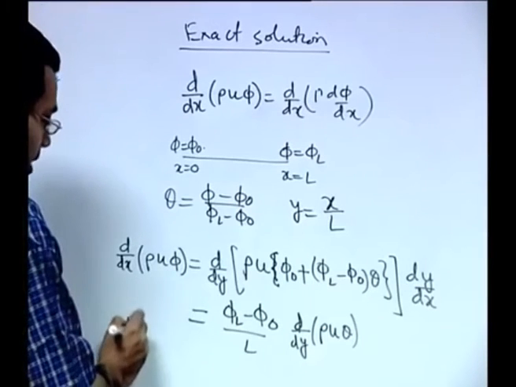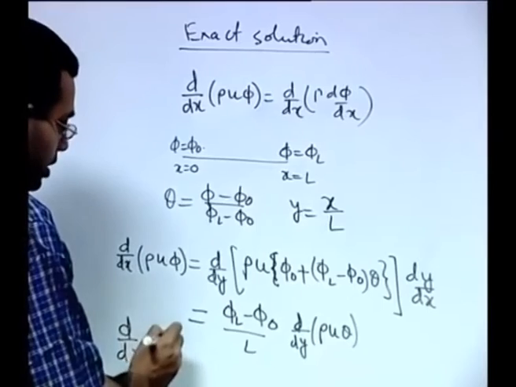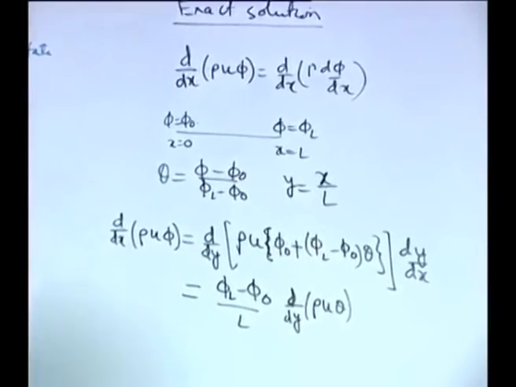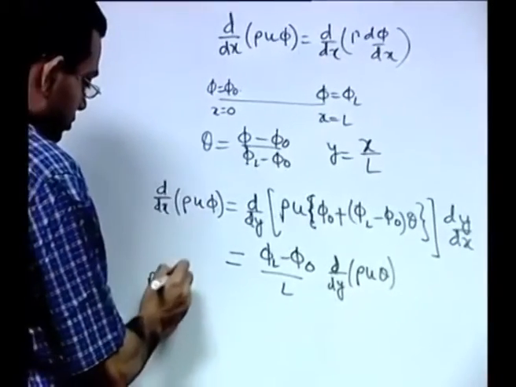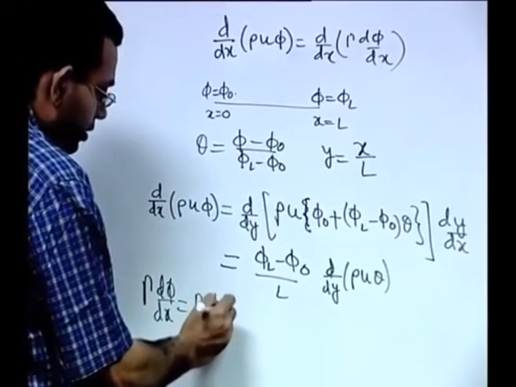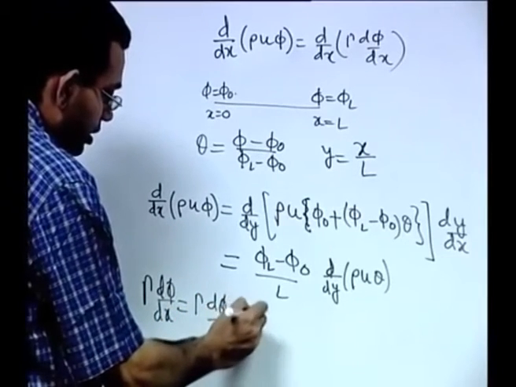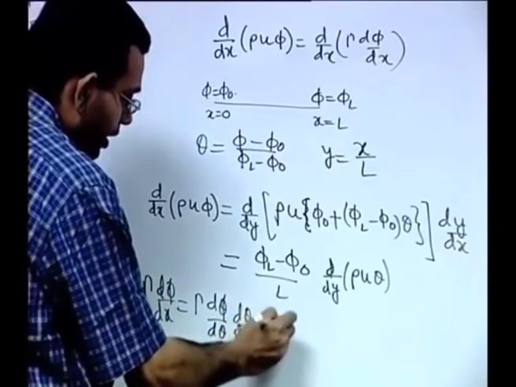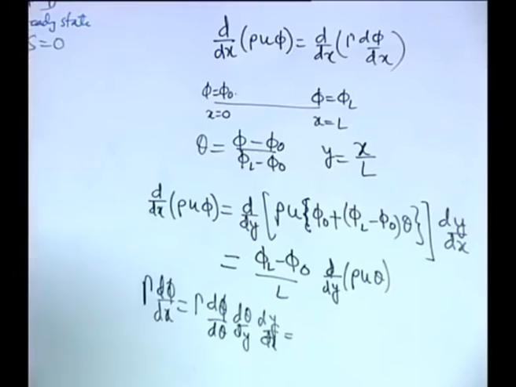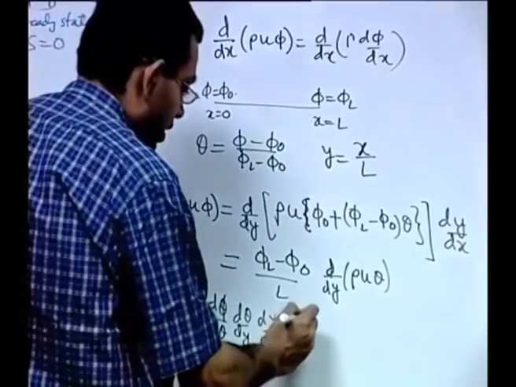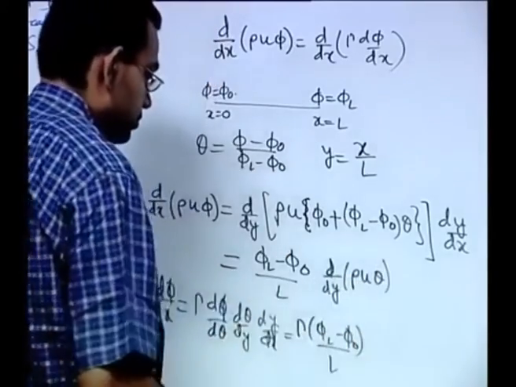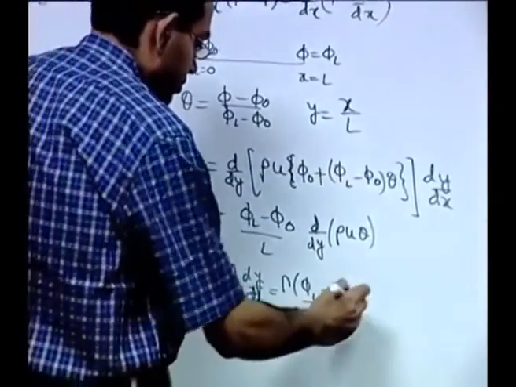Next, the right hand side d/dx of gamma d phi/dx. First let us calculate what is gamma d phi/dx. This is gamma d phi/d theta into d theta/dy into dy/dx. D phi/d theta is phi L minus phi 0. So, gamma into (phi L minus phi 0) by L into d theta/dy.